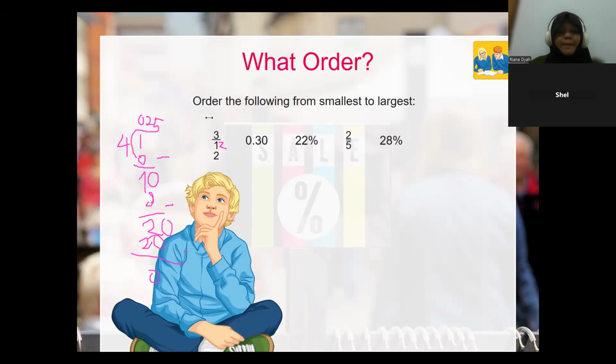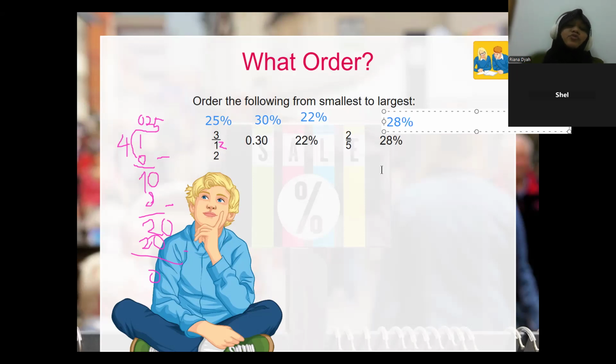0.25? 25%. Very good. We're done for number one. For the second one, 0.30, how many percent? 30%? Correct. So it's 30%. And then this is the same, 22%. And this is 28%.